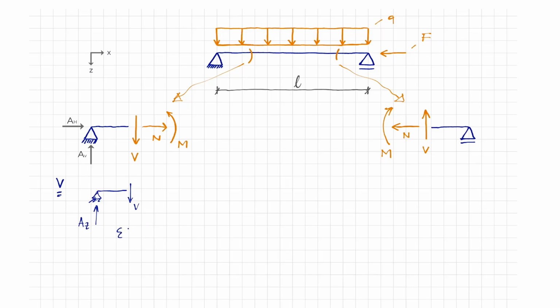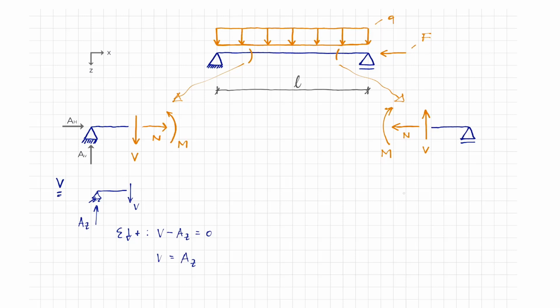Now we add the sum of the vertical forces. It is important that we define the positive direction. It points downwards, like the z-coordinate. Due to the equilibrium condition, the sum of vertical forces must be equal to 0. This results in the shear force equal to Az at the location x equal to 0.